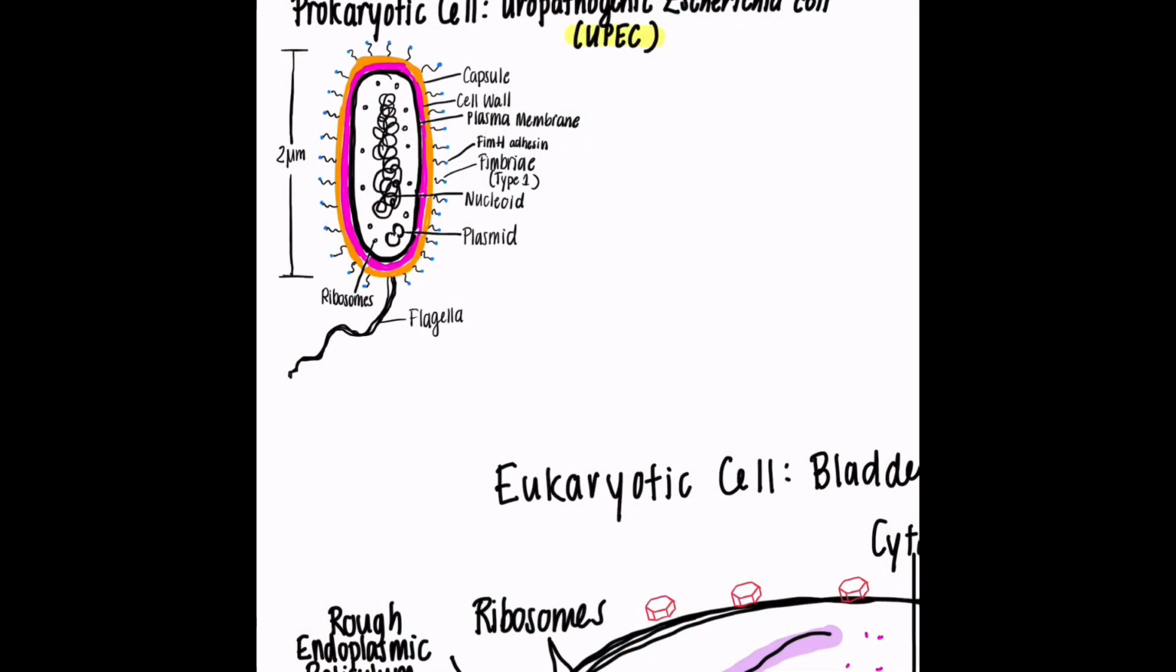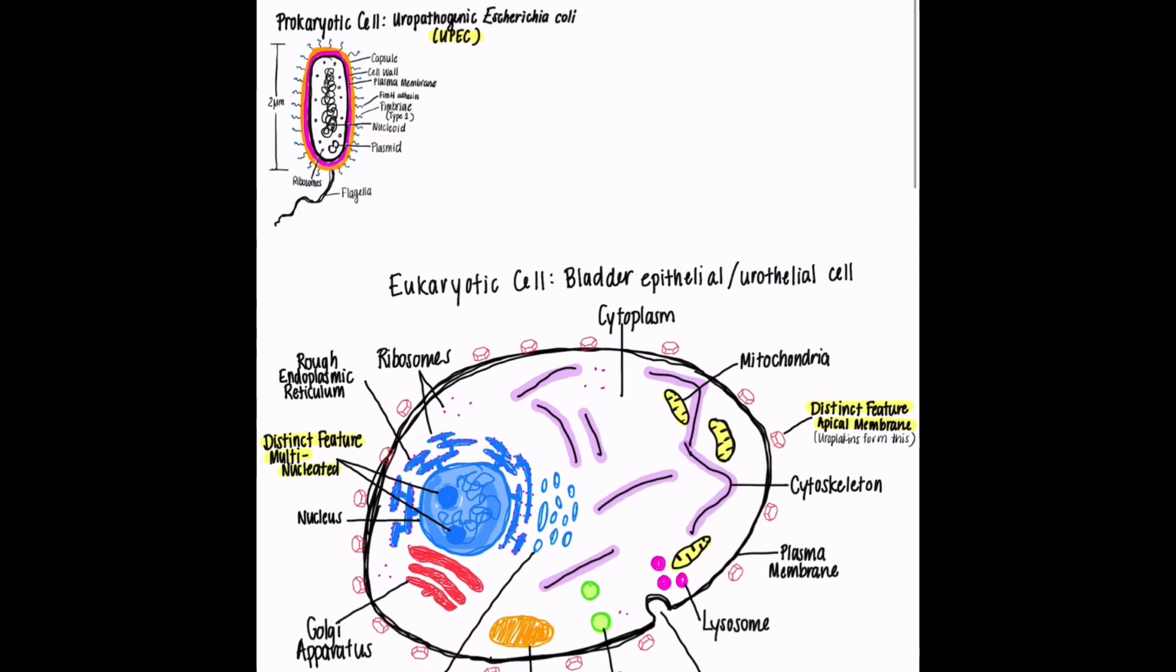It is July 8th, and today we will be discussing the prokaryotic-eukaryotic interaction in the urinary system. Let's go check it out. We'll be going over the prokaryotic-eukaryotic cell interaction in the urinary system, specifically looking at the uropathogenic Escherichia coli, also known as UPEC, and the interaction with the bladder epithelial cell.